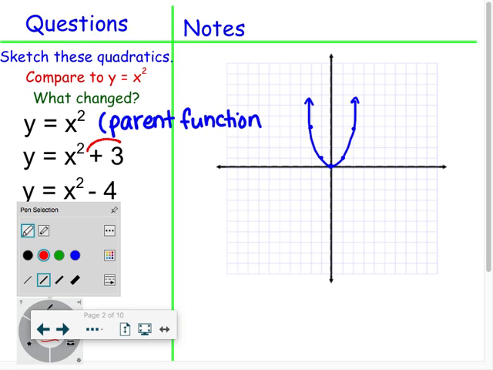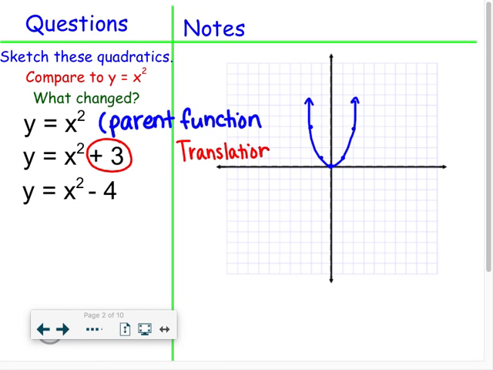Adding the 3 right here, you should see, slides your quadratic up 3. So it's a translation, up 3. So I take my vertex, slide it up 3, take the other points, slide them up 3, and graph my new quadratic. It's the same size and shape as the original quadratic. You just slide it up 3.